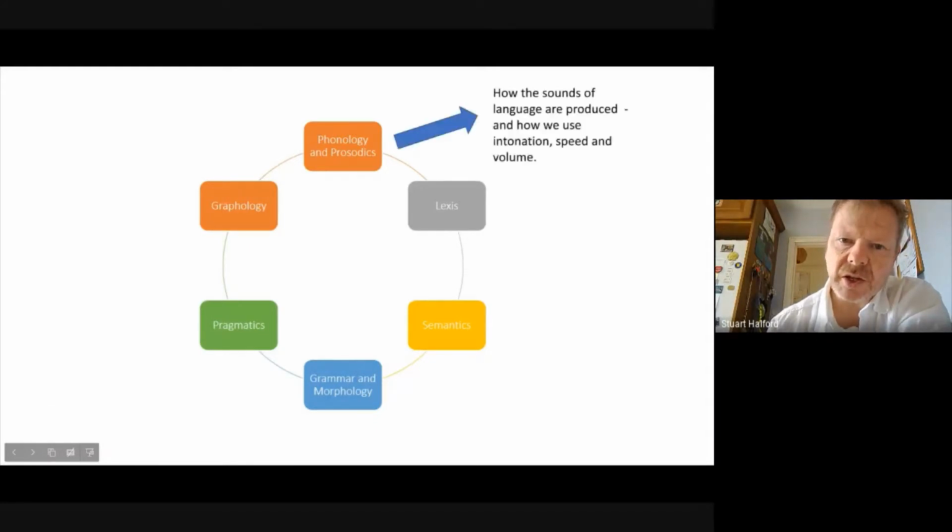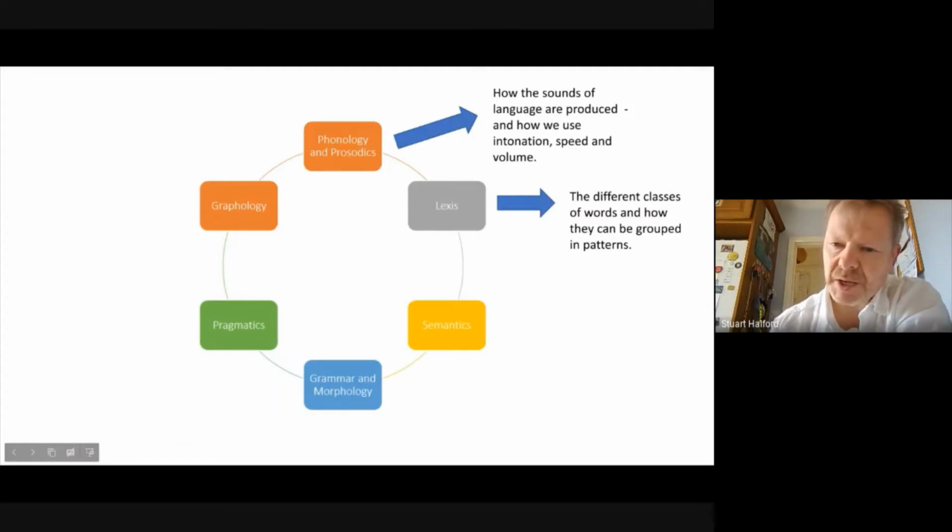So phonology and prosodics then are how the sounds of language are produced and how we use intonation, speed and volume when we're speaking to give emphasis or meaning to particular bits. Lexis are the different word classes and how they can be grouped together in patterns, and a lot of this will be familiar from GCSE and maybe even Key Stage 2.